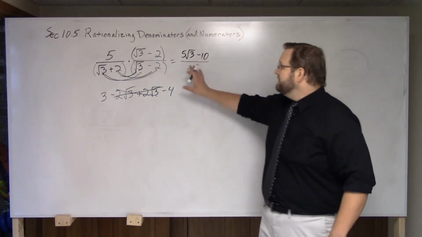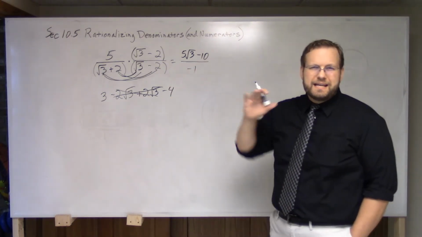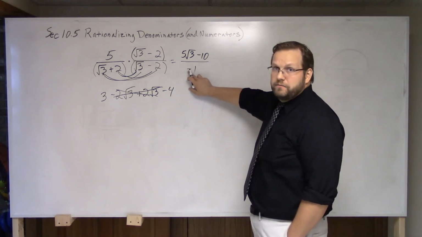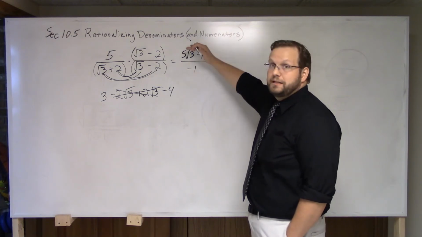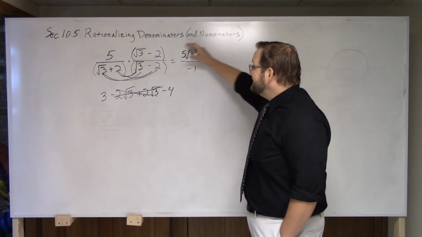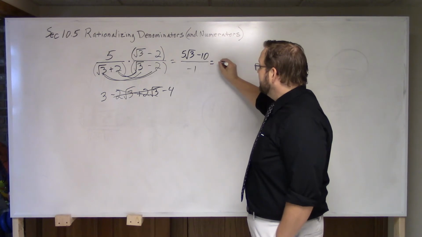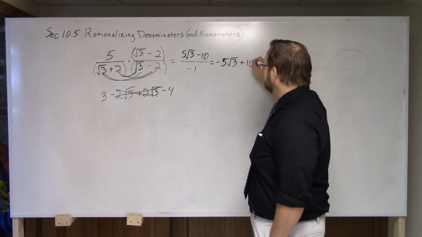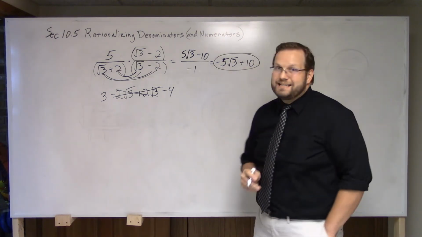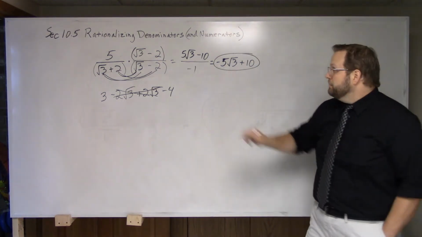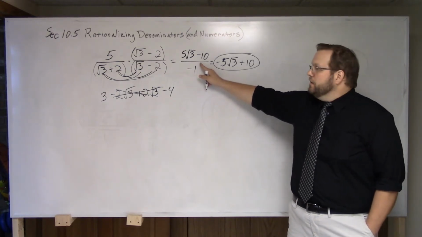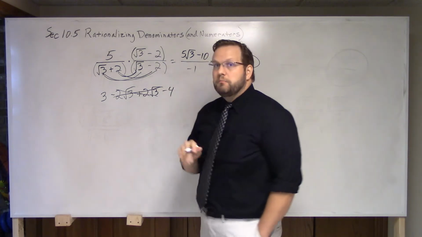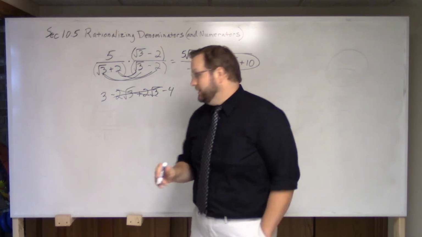Now, if you leave it like that, that's not really wrong, but it's not as nice as it can be. This 1 doesn't really need to be there, but the negative, if it's not here, needs to be absorbed into the top. So this is not bad, but a better way to write that is negative 5 root 3 plus 10. That is the nicest way to write that. But this isn't technically wrong. Now, what we did is we multiplied top and bottom by what we call the conjugate.